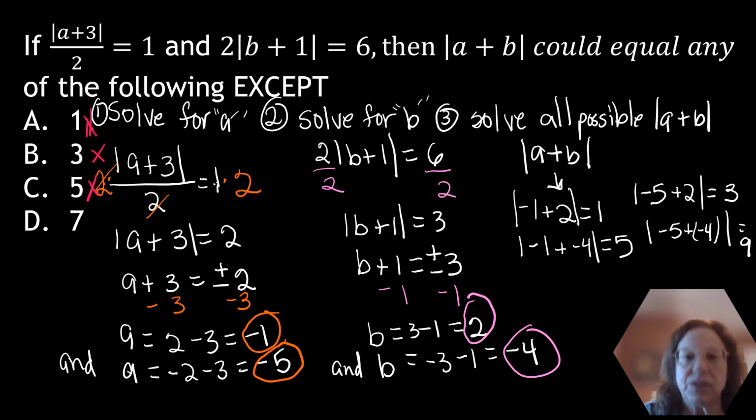Now we're going to do the second a, so that's negative 5, so we have the absolute value of negative 5 plus 2. Negative 5 plus 2 is negative 3. The absolute value is 3. And negative 5 plus negative 4 is negative 9. The absolute value is 9.